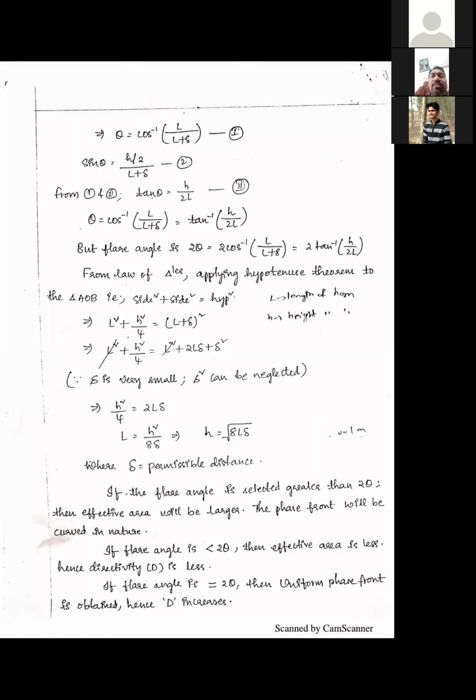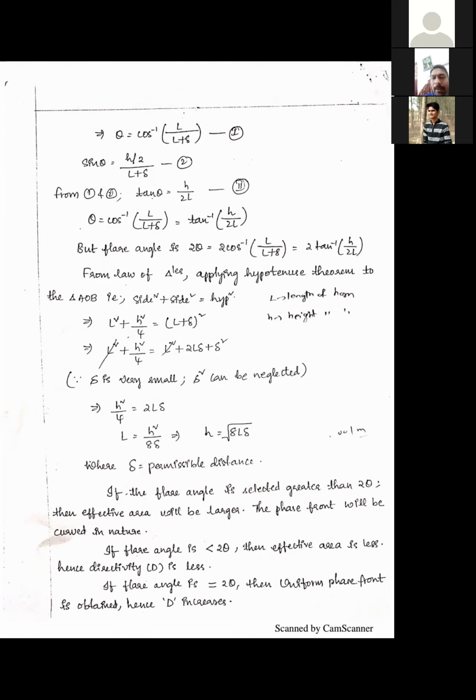Here, after Roman number 2, you wrote theta is equal to cos inverse of L by L plus delta, that is equal to tan inverse H by 2L. But the flare angle here is not theta, the flare angle here is 2 theta. You need to remember this point very clearly. Flare angle is 2 theta.